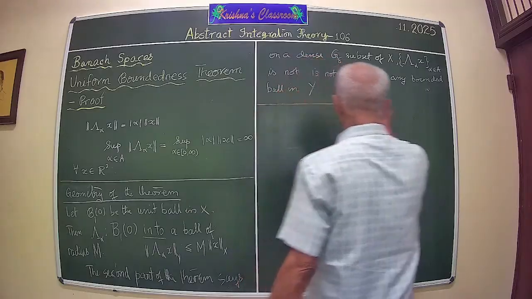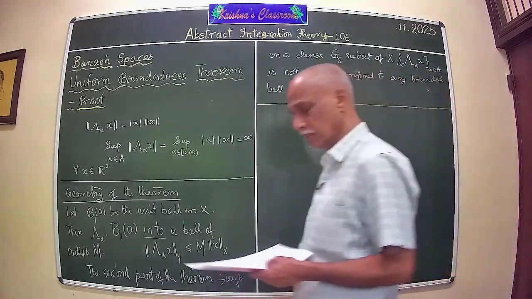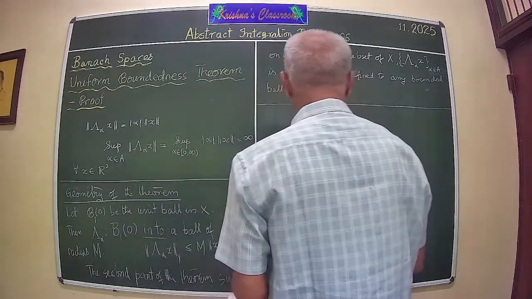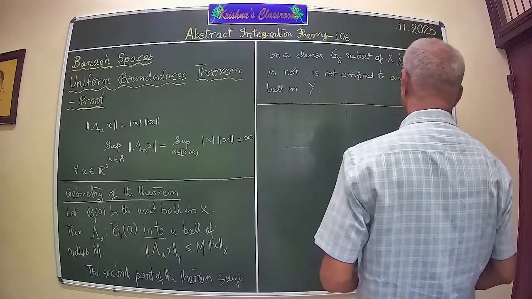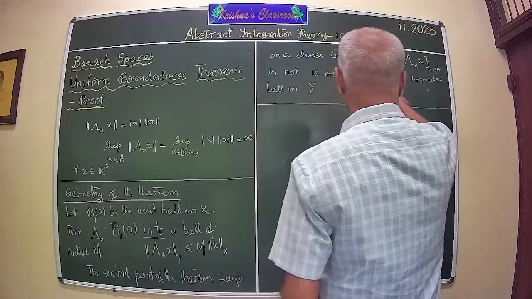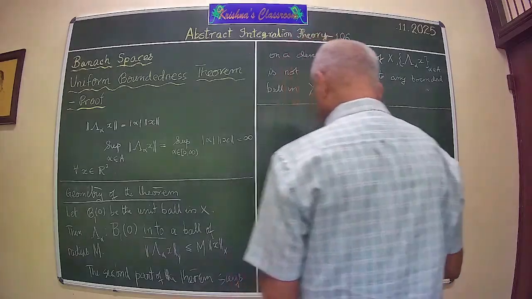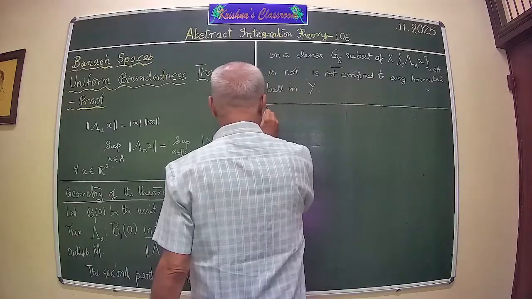So this is the interpretation of the theorem. So that gives the geometry of the theorem. Okay, that there exists no bounded ball in which this is confined to, for x belonging to a given subset. So let us now prove this theorem.